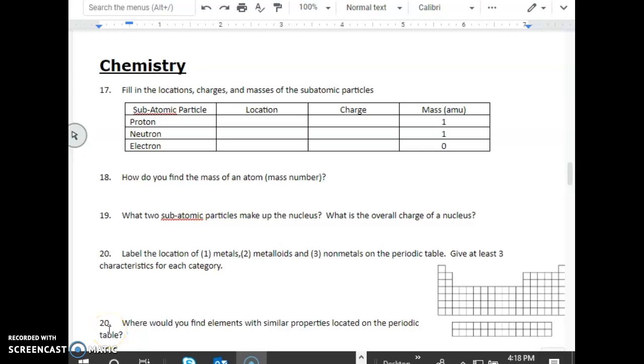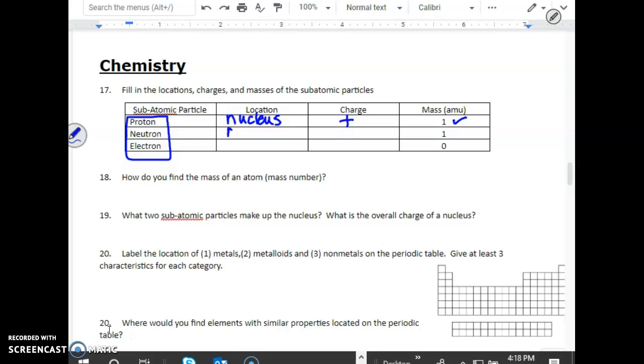Okay, so now we're going to switch to chemistry. For 17, we're going to fill in the locations, the charges, and the masses of the subatomic particles. So these three right here are my three subatomic particles. Protons are found inside the nucleus. Protons are positive, and they do have a mass of 1 AMU.